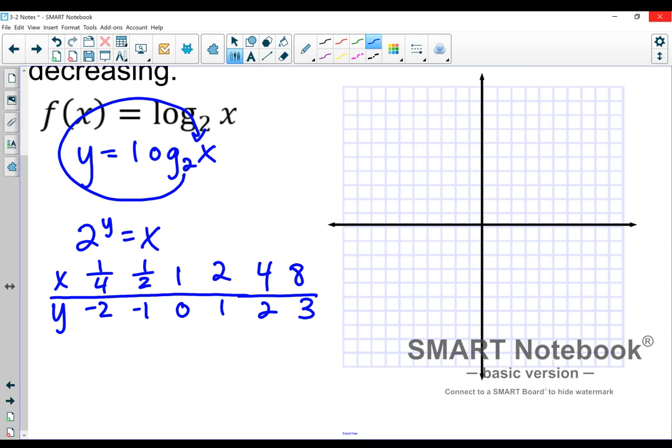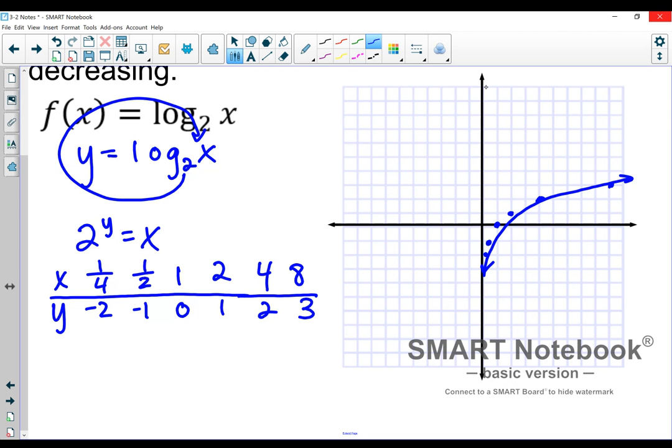So let's go ahead and graph it. Let's see, when y is negative 2, my x is 1/4. Negative 1 is 1/2. I find it's really difficult to graph this backwards one. Let's see, when y is 1, it's 0. Let's see, when x is 2, my y is 1, 4, 2, 8, 3. So we have a graph that looks like this.